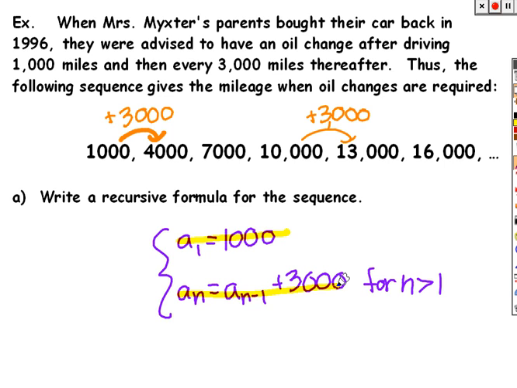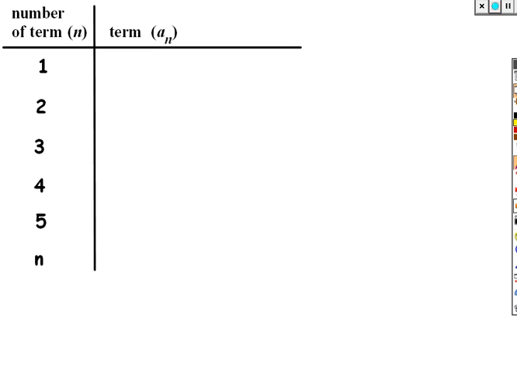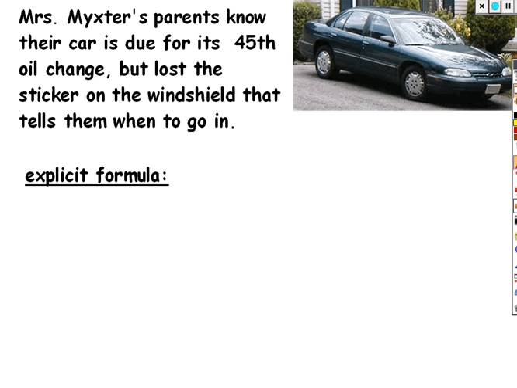Now, there may be some limitations to the recursive formula, as you maybe realized as you were doing your homework from last lesson. So let's suppose that my parents stick to this 3,000 miles. Every 3,000 miles they get their oil change, and they know it's due for the 45th oil change, but they lost a little sticker on their windshield that tells them when to go in. Do I want to use this recursive formula to find the 45th oil change and say, 1,000 plus 3,000 plus 3,000 plus 3,000 plus 3,000 plus 3,000? It's probably not the most efficient way to calculate when the 45th oil change needs to happen.